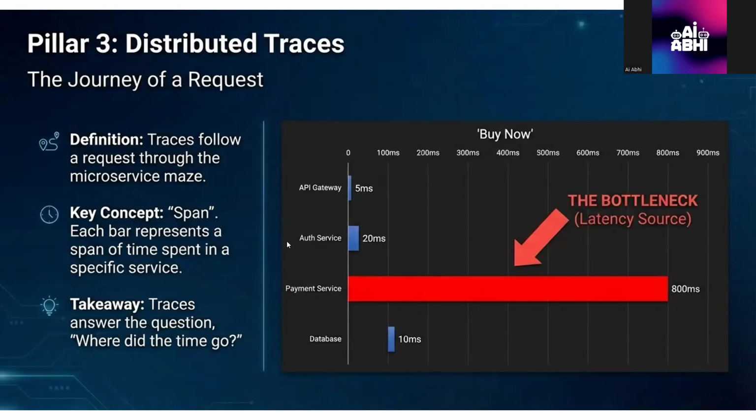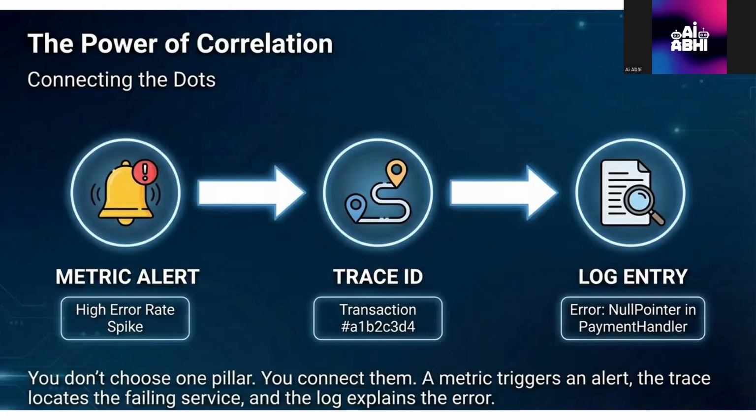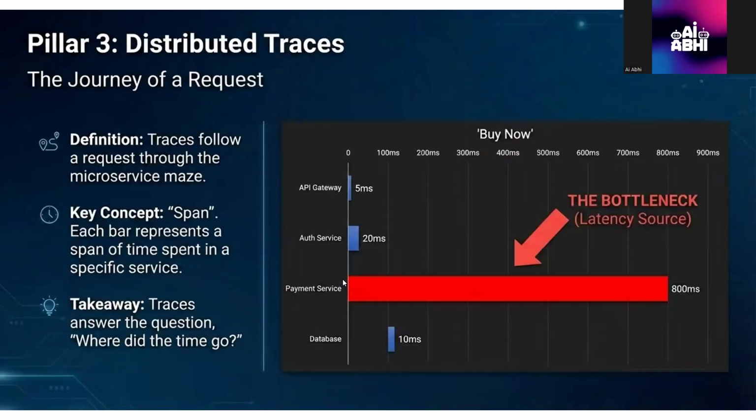Imagine the user clicks on buy now. The trace shows you the API gateway took 5 milliseconds, the auth service took 20 milliseconds, the payment service took 800 milliseconds. Boom. Now you know the exact problem and where it is.